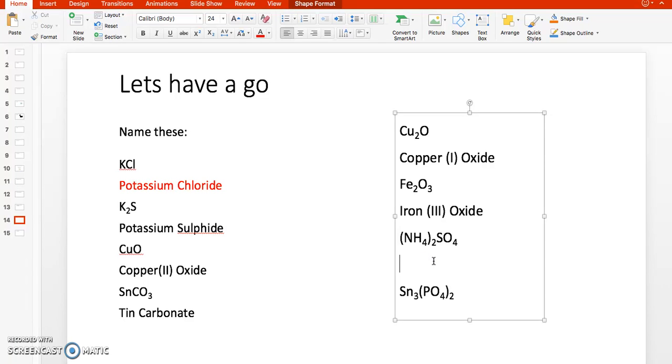The next example is NH4SO4. So NH4 is ammonium, that's a polyatomic ion, and we have another polyatomic ion of sulfate. So this would be called ammonium sulfate.